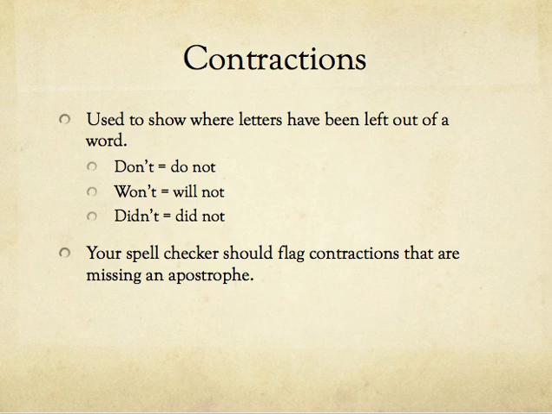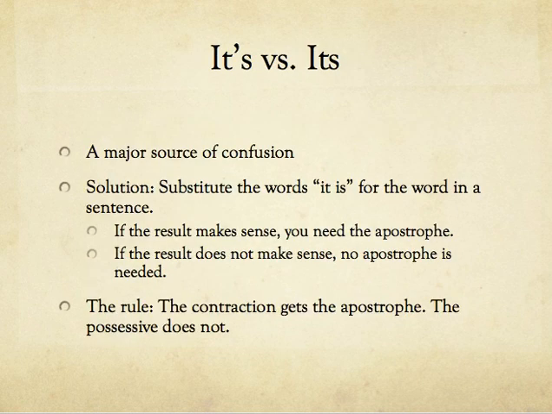Contractions are used to show where letters have been left out of a word. So we have don't for do not, won't for will not, didn't for did not. Your spell checker should flag any contractions you have that are missing an apostrophe. So that should help you out a lot in that particular case.